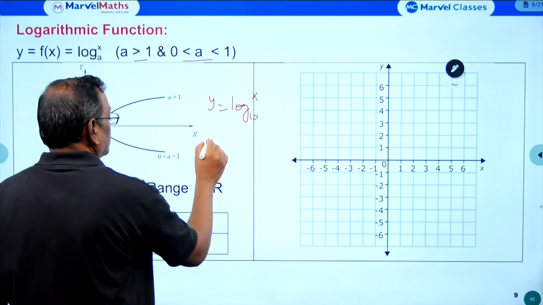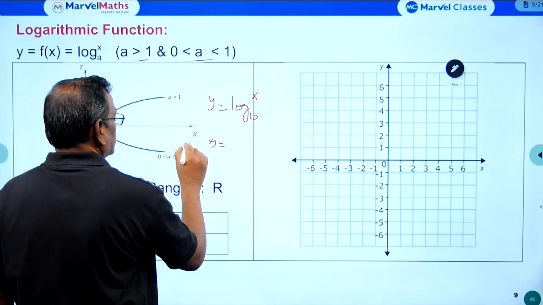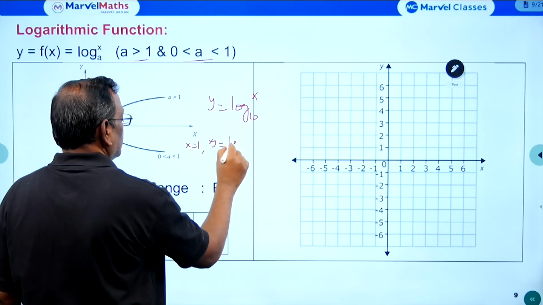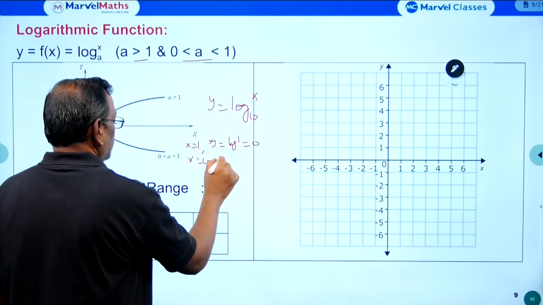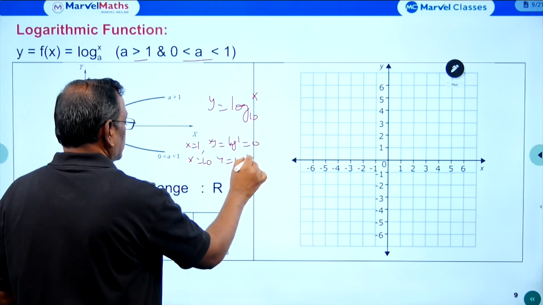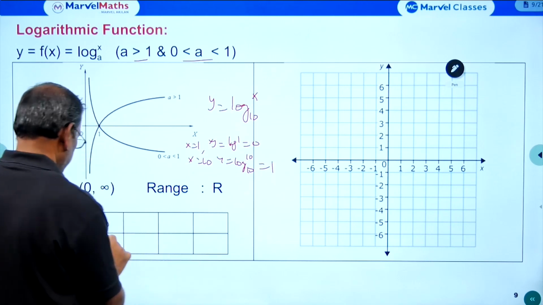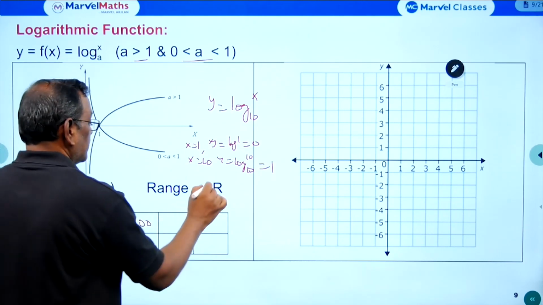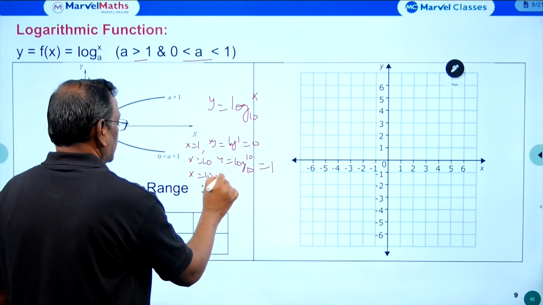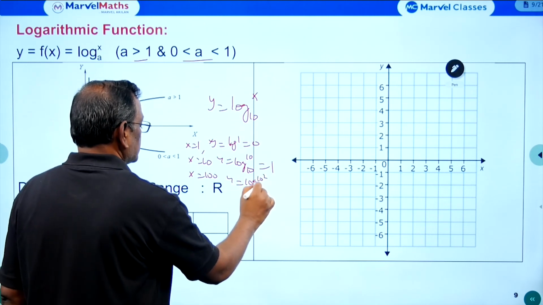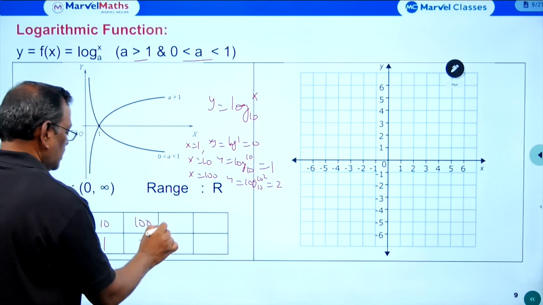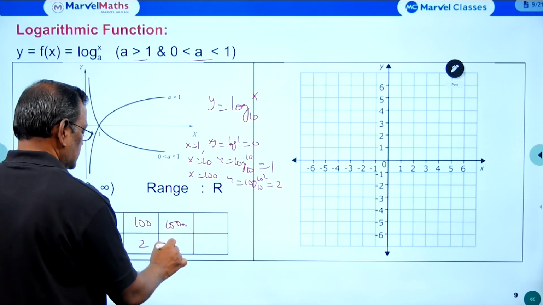So when x equal to 1, y equal to log 1, which is equal to 0. When x equal to 10, y equal to log of 10 to the base 10, which is equal to 1. When x equal to 100, y equal to log of 10 square to the base 10, this is 2. When x equal to 1000, this is 3, and so on.